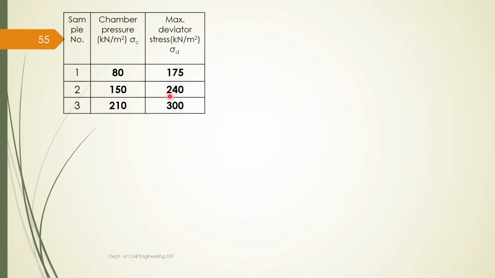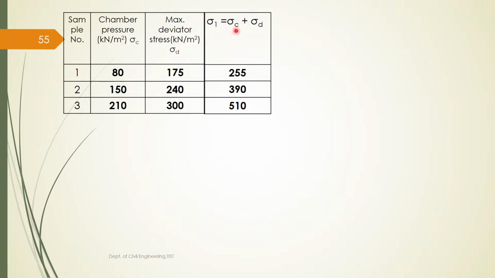So these are the given data. Sigma C is given, sigma D is given. First we'll do the calculation for total stresses and then we'll do the calculation for effective stresses. Here sigma 1 is equal to sigma C plus sigma D. Just add these two and you'll get the major principal stress sigma 1. And for the minor principal stress, sigma 3 is equal to sigma C. So you have the values of sigma 1 and sigma 3.